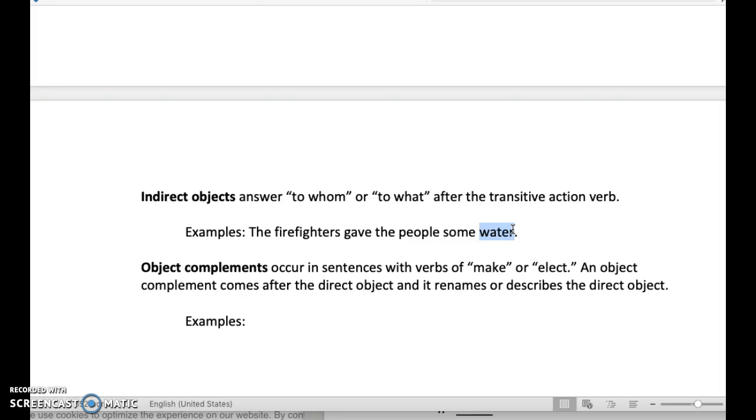That's the direct complement for the giving. To whom or to what? The people. All right, so the structure is always going to have an indirect object before the direct object. And the indirect object is answering to whom or to what. So the structure here is S V IO DO.